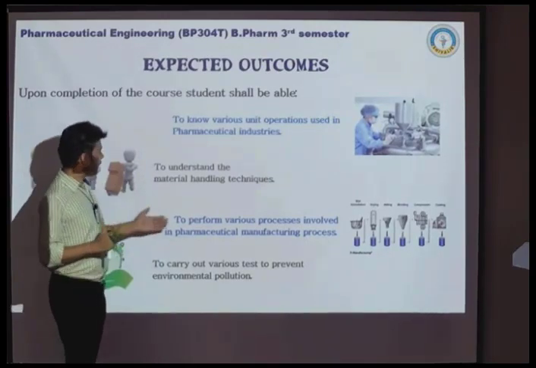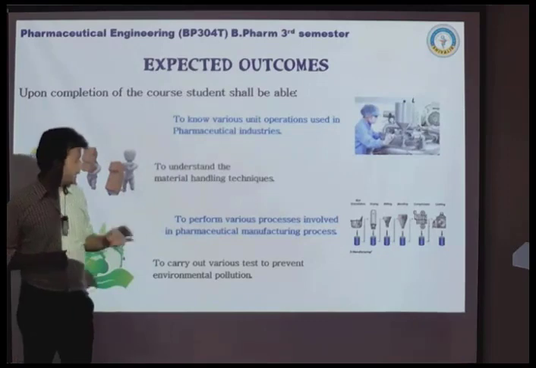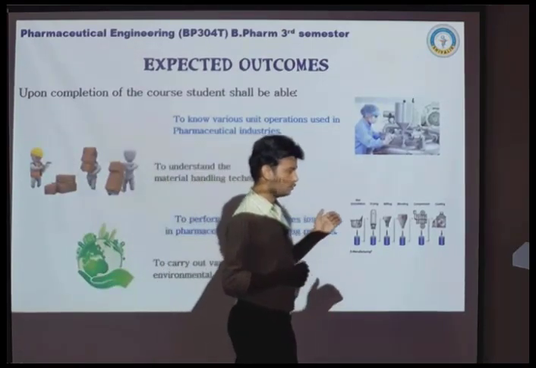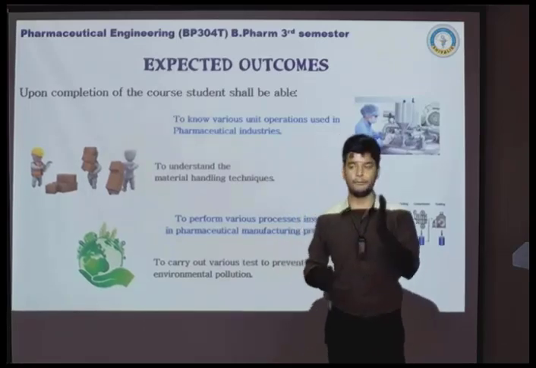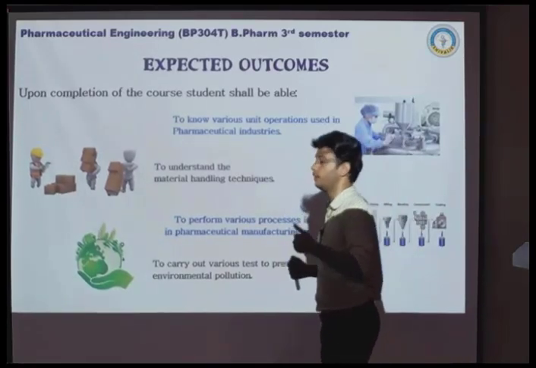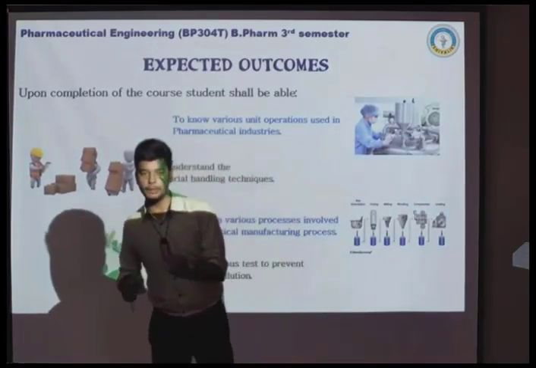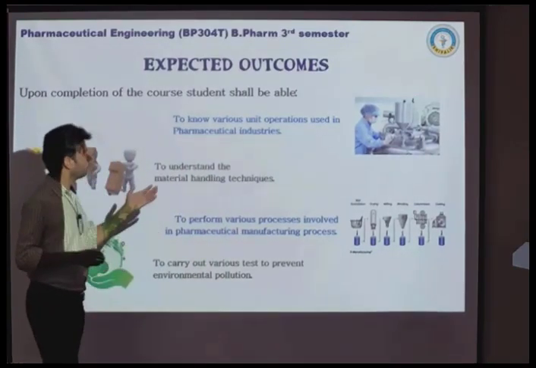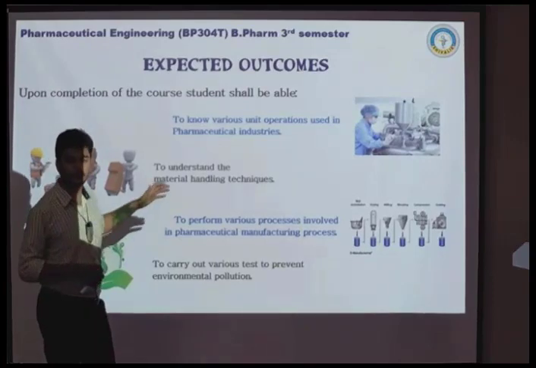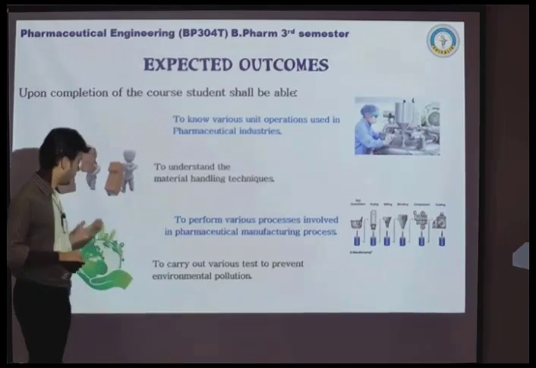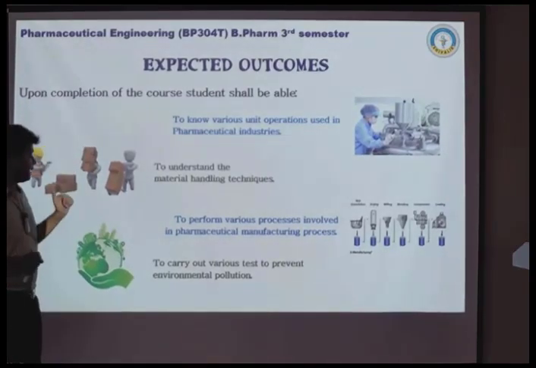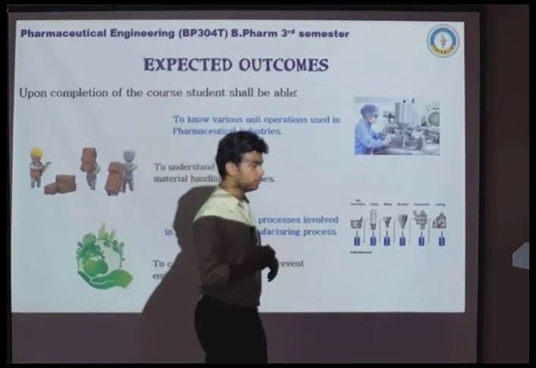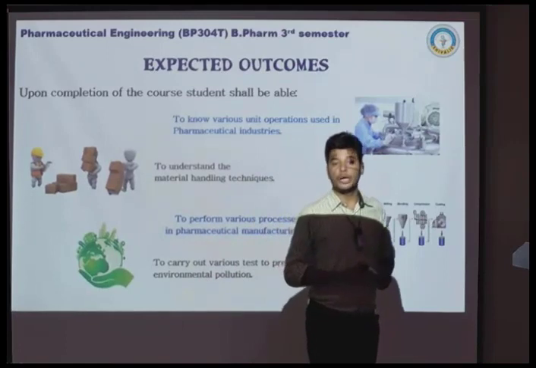Another outcome may be to know the various processes involved in pharmaceutical manufacturing. Obviously, if we are forming a pharmaceutical product, we are using several processes, and each process is made up of several unit operations. So we will know the separate unit processes for the manufacturing of pharmaceutical products used in the pharmaceutical industry. Next is very, very important: we will know how to have less impact on our environment.